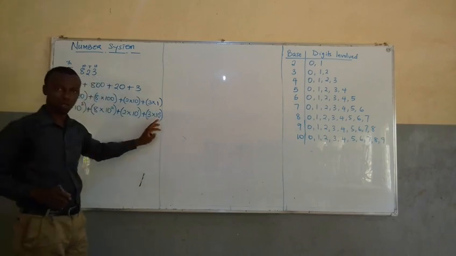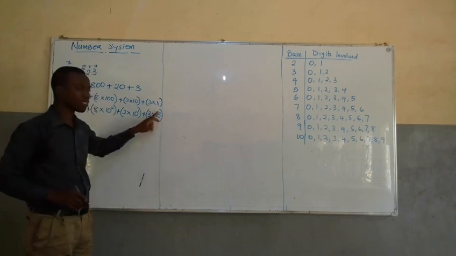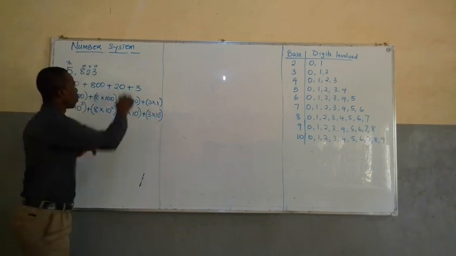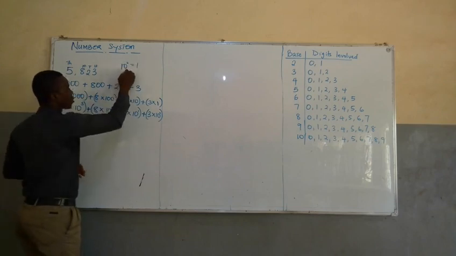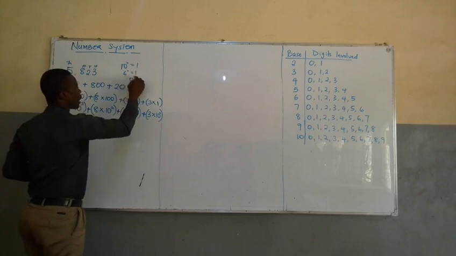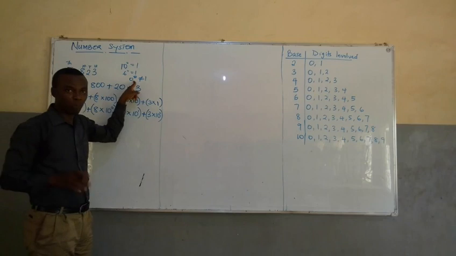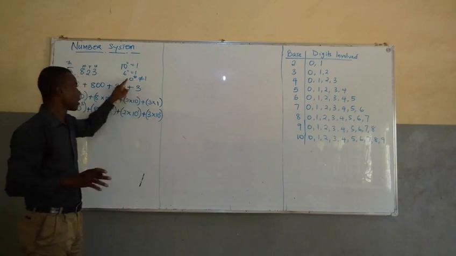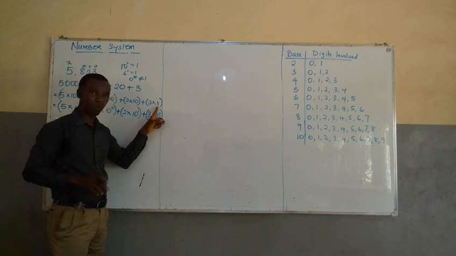Now it will interest you to know that any number aside from 0 raised to power 0 is similar to 1. So when I say 10 raised to power 0, it is the same as 1. Even if I say 6 raised to power 0, it is 1. But bear in mind that 0 raised to power 0 is not equal to 1. It works for all other numbers aside from 0. So that's why I'm having 10 raised to power 0 here, which is similar to 1.